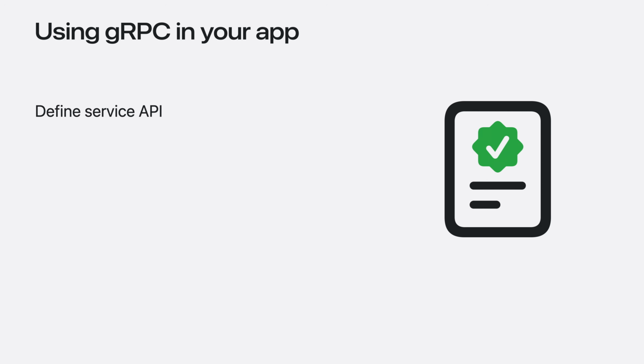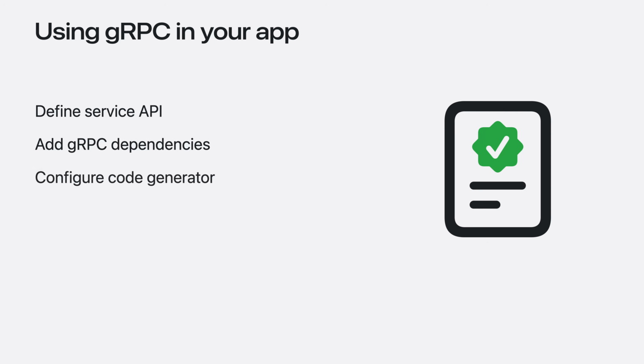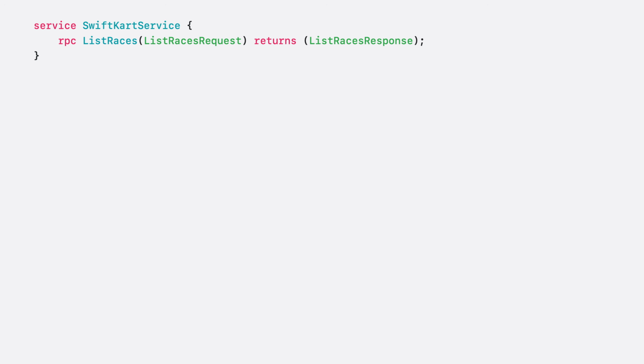I'll start by defining the Service API. Then I'll add the required dependencies to my Xcode project, configure the gRPC build plugin to generate the code I need to call my service, and then update my app to make a call to the server. The most common format for specifying gRPC services is called protocol buffers, or Protobuf for short. In a .proto file, I'll define the service with one RPC called ListRaces.